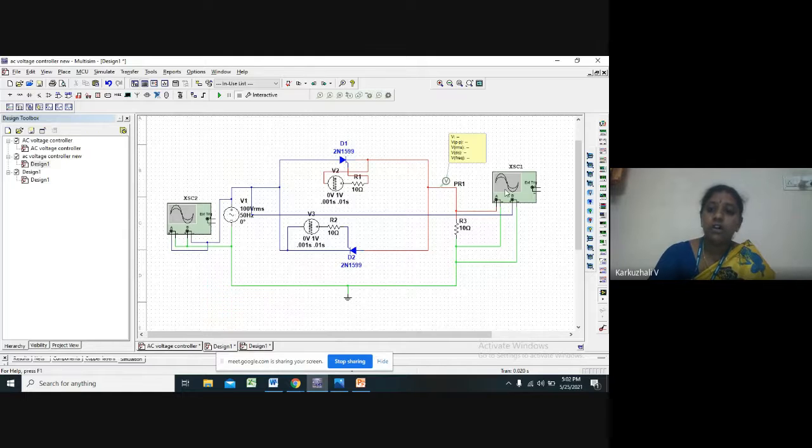After connecting all this, place the oscilloscope. These two oscilloscopes are placed. One oscilloscope is to find out the input, the positive cycle and the negative cycle, and for the other oscilloscope I have shown a color differentiation so you can understand easily and clearly. The red one is connected across the output and the blue one across the input, so that in oscilloscope 1 you can view both input and output, and oscilloscope 2 is only for viewing your input. Now let us run this experiment and see the output.